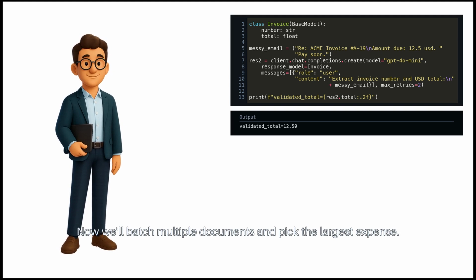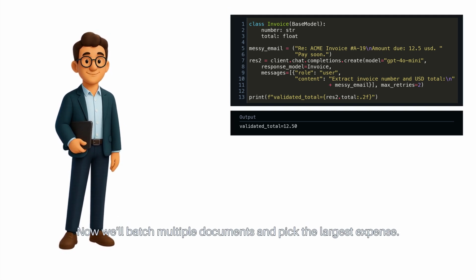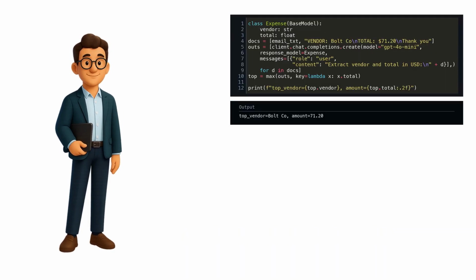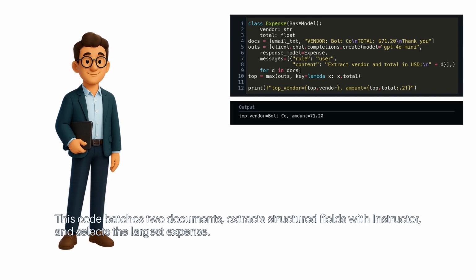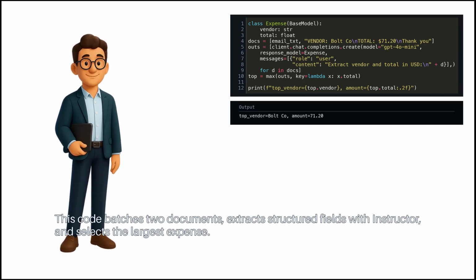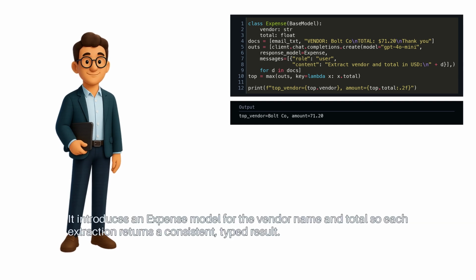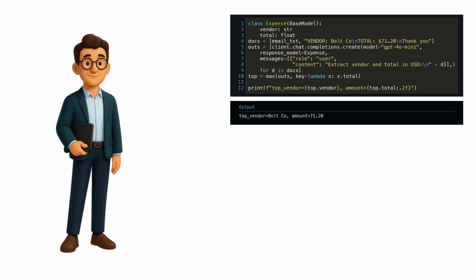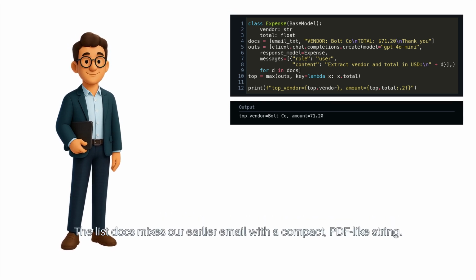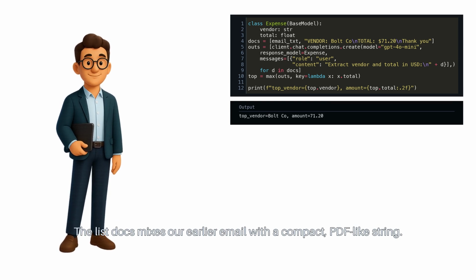Now, we'll batch multiple documents and pick the largest expense. This code batches 2 documents, extracts structured fields with Instructor, and selects the largest expense. It introduces an expense model for the vendor name and total, so each extraction returns a consistent, typed result. The list docs mixes our earlier email with a compact PDF-like string.